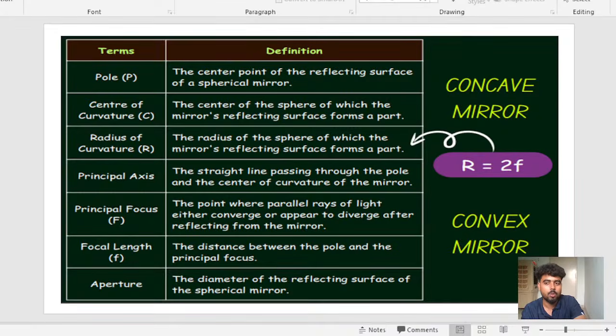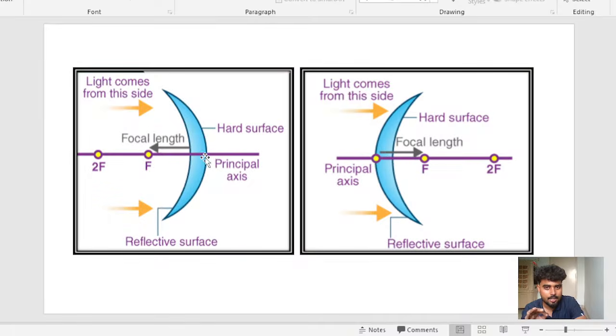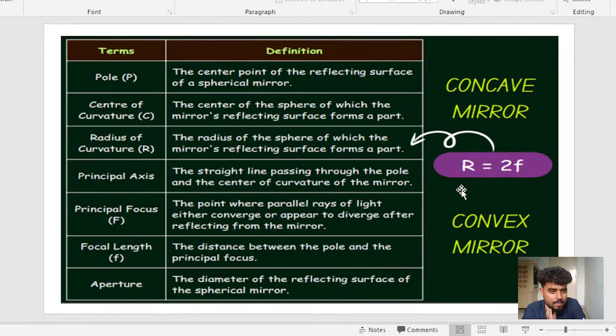Again, I will repeat the points. This line represents the principal axis, and this point is the pole. This point is the focus, and this point is the center of curvature. From the pole to focus is one focal length, and from focus to center of curvature is another focal length. So how many focal lengths are there? Two. So instead of writing capital R, we can write R is equal to 2 focal lengths.